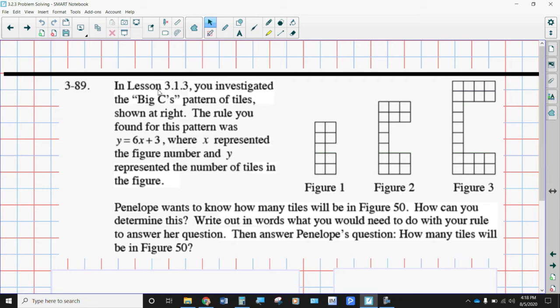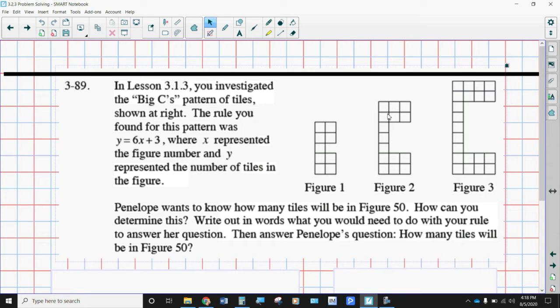Okay, so you may recall from lesson 3.1.3, the big C problem. As a part of that problem, we noticed that going from figure 1 to figure 2 and then figure 2 to figure 3 was a constant growth rate, increasing by 6 every single time. As we worked backwards, if we took away 6 from figure 1, then figure 0 would have started off with 3. And so the rule that applied to this situation was y is equal to 6x plus 3, where x represents the figure number and y represents how many tiles would be in each figure.